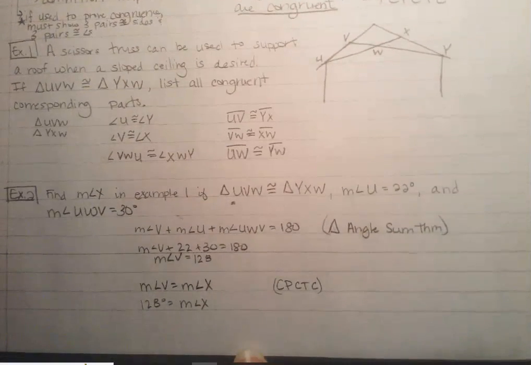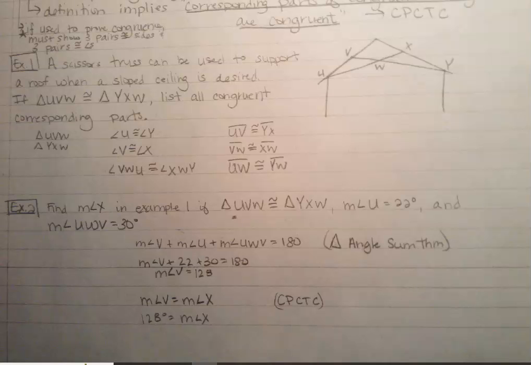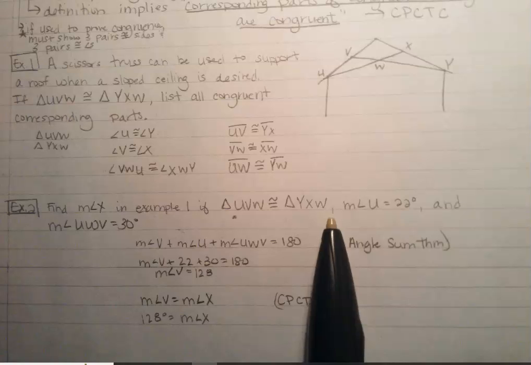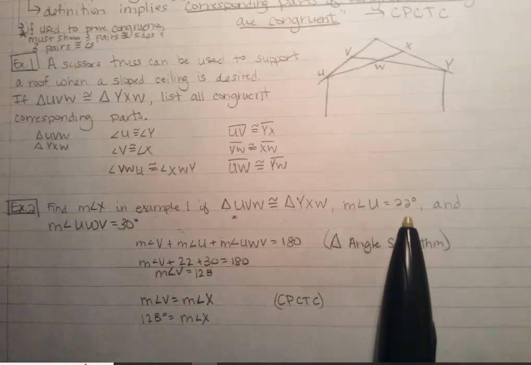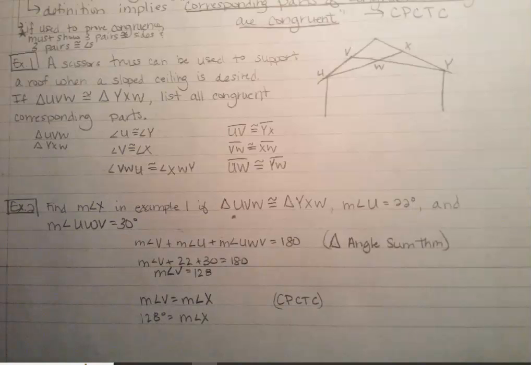example 2. It says find the measure of angle X in example 1 if triangle UVW is congruent to triangle YXW. So the measure of angle U is 22 degrees and the measure of angle UWV equals 30. All right, so let's check this out. We've got the measure of angle U is 22 degrees. So here is 22 degrees.